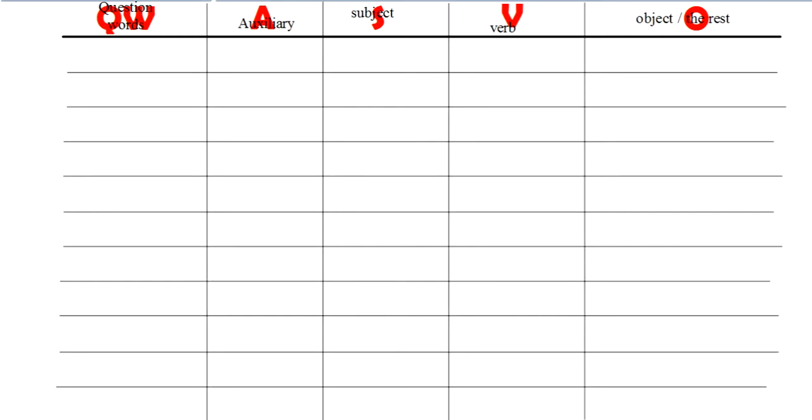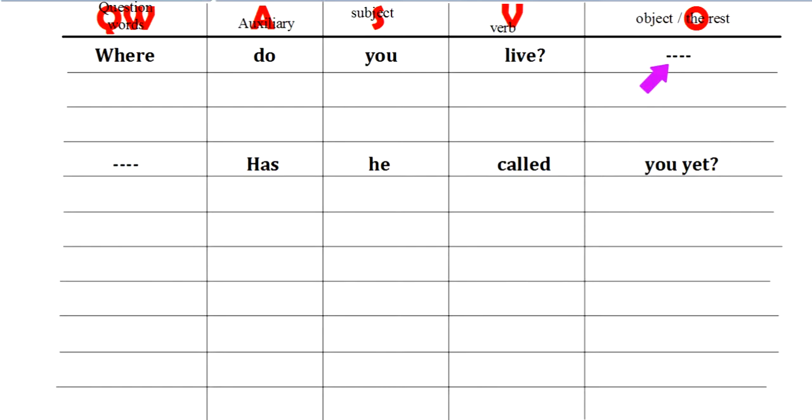Let's plug in the two questions that we've been working with, and you can see in what position each word falls in the chart. You might notice with the first question, there's nothing in this position. And if you recall from the statements video, it's not a necessity to have an object or a complement or whatever in the rest position. It's very common that a sentence ends with the verb. So it's not necessary to have something in this column. But why is this column blank?